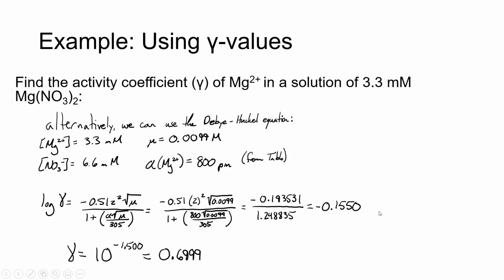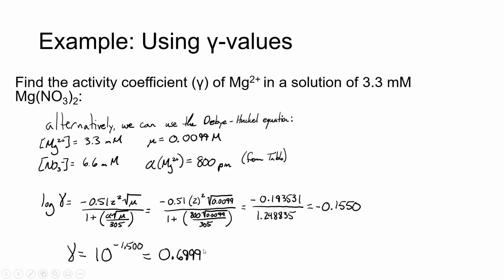To get the gamma value itself, we have to undo the base 10 log. And so the way we would do that is to say that gamma is equal to 10 to the negative 0.1550. This decimal place got away from me a little bit as I was writing this, so if you would please make the correction in front of you, this should be negative 0.1500, agreeing with our value up here, not negative 1.500. 10 to the negative 0.1500 is equal to 0.6999, which is very similar to the value that we took from the table.